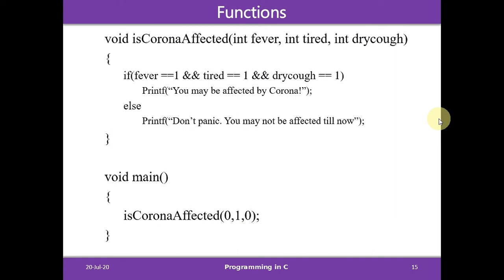If they are having fever, it is given as 1. If they are not having fever, it is given as 0. If they are tired, it is given as 1. Or if they are not tired, it is given as 0. If they are having dry cough, it is given as 1. And if they are not having dry cough, then it is given as 0.